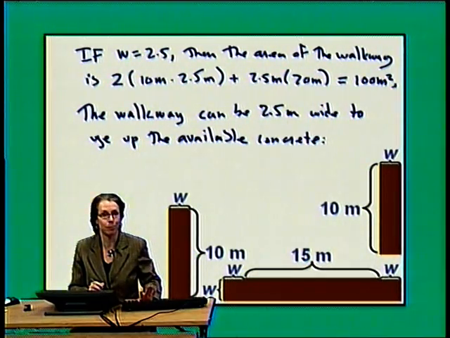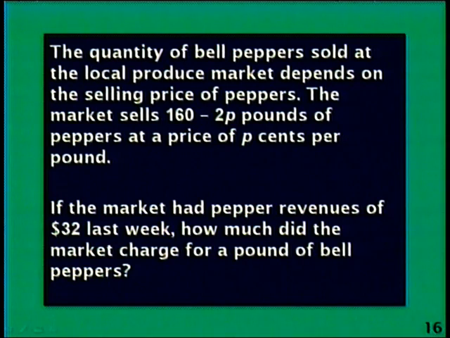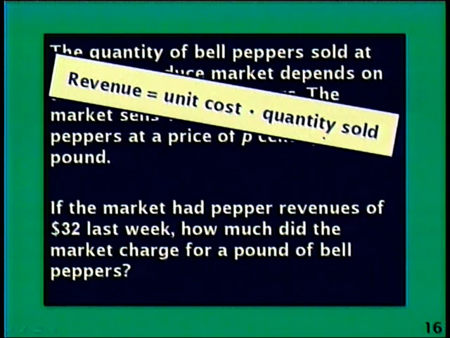One last example. The quantity of bell peppers sold at the local produce market depends on the selling price of peppers. The market sells 160 minus 2p pounds of peppers at a price of p cents per pound. If the market had pepper revenues of $32 last week, how much did the market charge for a pound of bell peppers? So the idea we're going to use in this problem is that revenue equals unit cost times the quantity sold. Let's look at how we're going to use that.